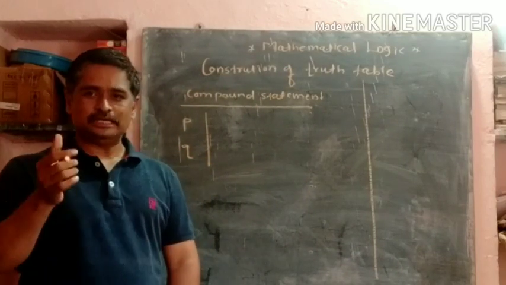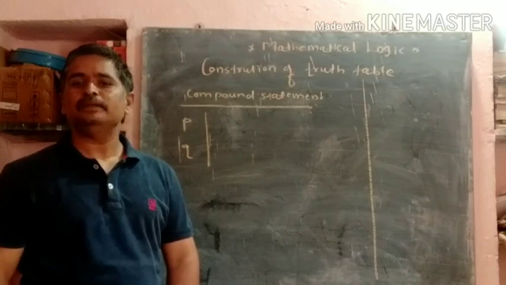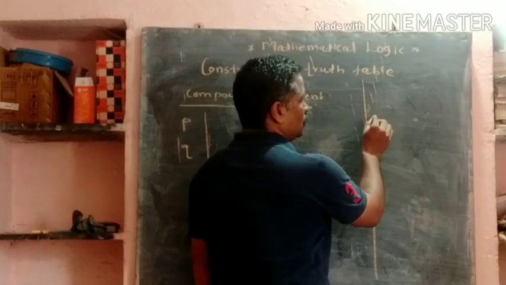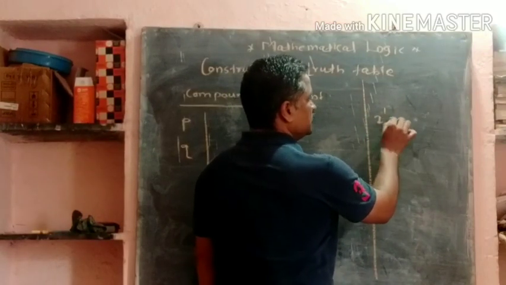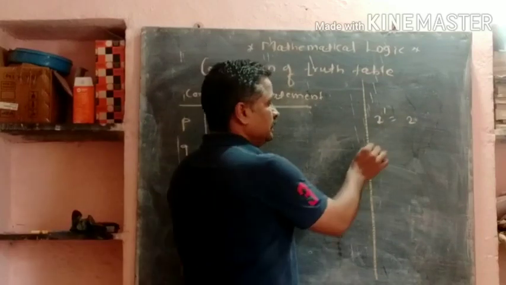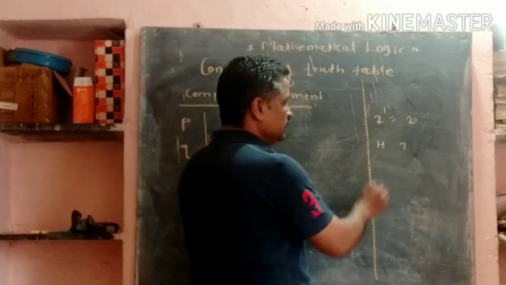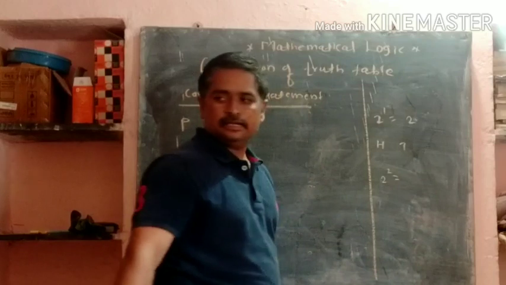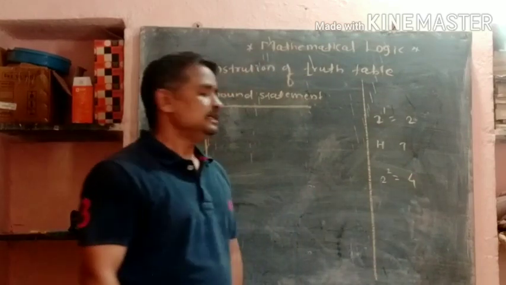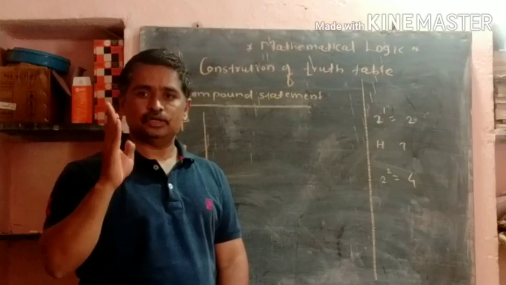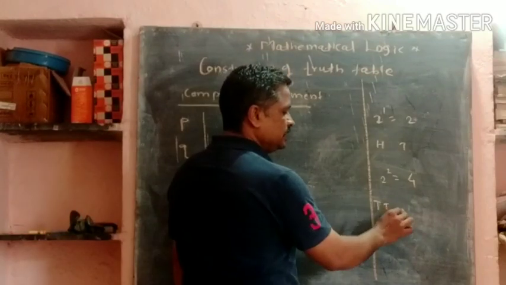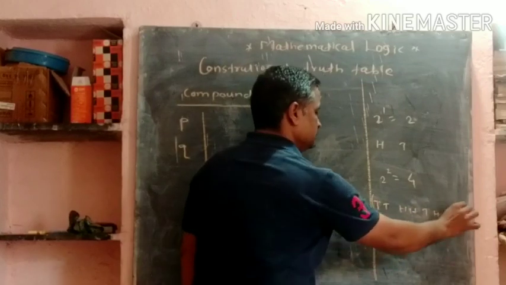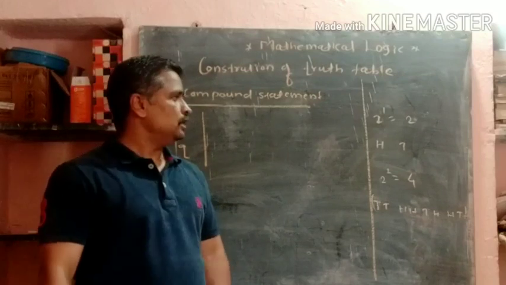If we consider two statements, it is similar to an experiment. If we toss one coin, then we get 2 raised to 1, that is 2 possibilities, head or tail. If we toss 2 coins, then we get 4 possibilities, that is HH, HT, TH and TT. We are well known about this.